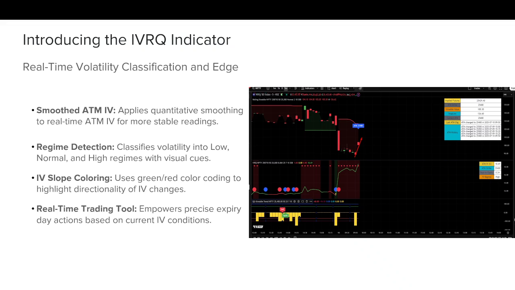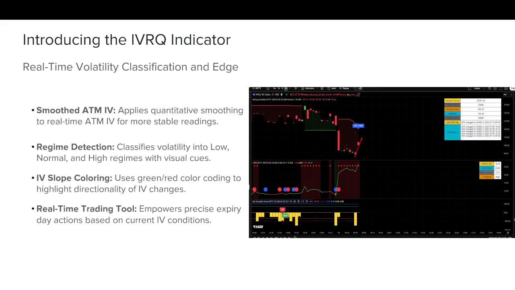One of the most powerful features of IVRQ is its regime classification. We spoke about regime classification when we were trying to understand what is quantitative modeling, which must be applied on IVs rather than on price, right? So by dividing volatility into low, normal and high regimes, traders can immediately grasp the prevailing market mood. These are not arbitrary. Each regime implies a different strategy, a different risk profile and a different trading posture.